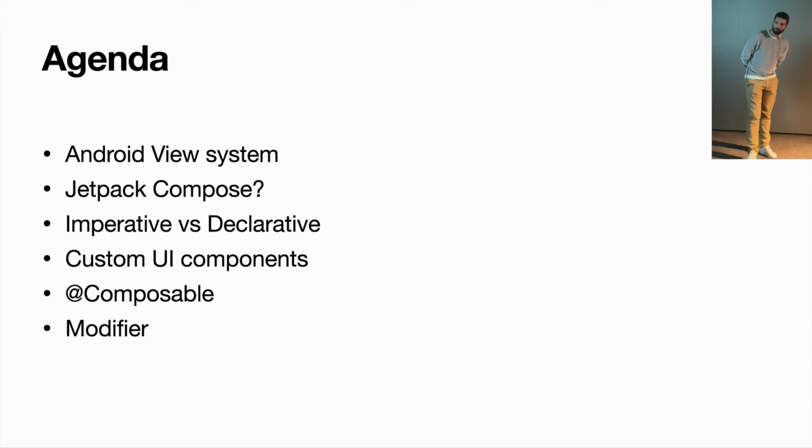Then finally we are going to take a look into the composable annotation, which makes a lot of magic behind everything, because you will see that we don't use classes for views, we now use functions, Kotlin functions, which is crazy. And at last I will talk about modifiers, which are parameters in composables that make them really flexible and nice to work with.